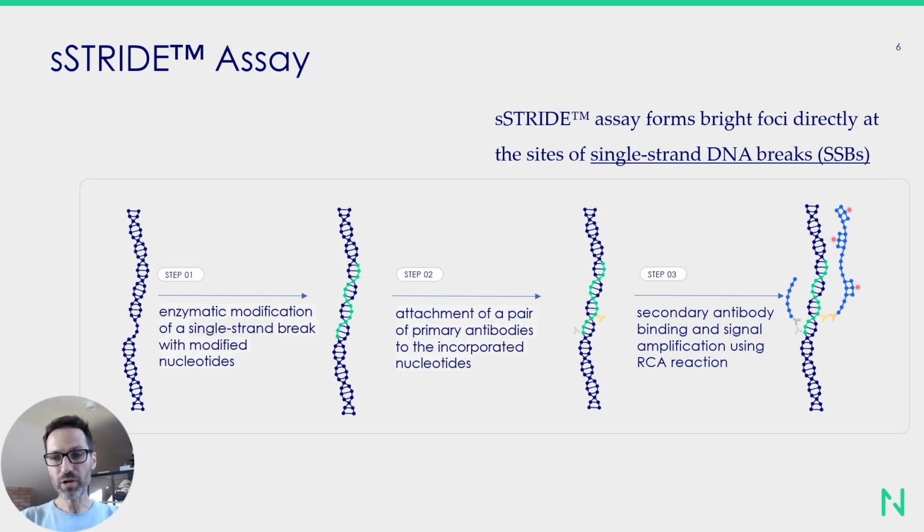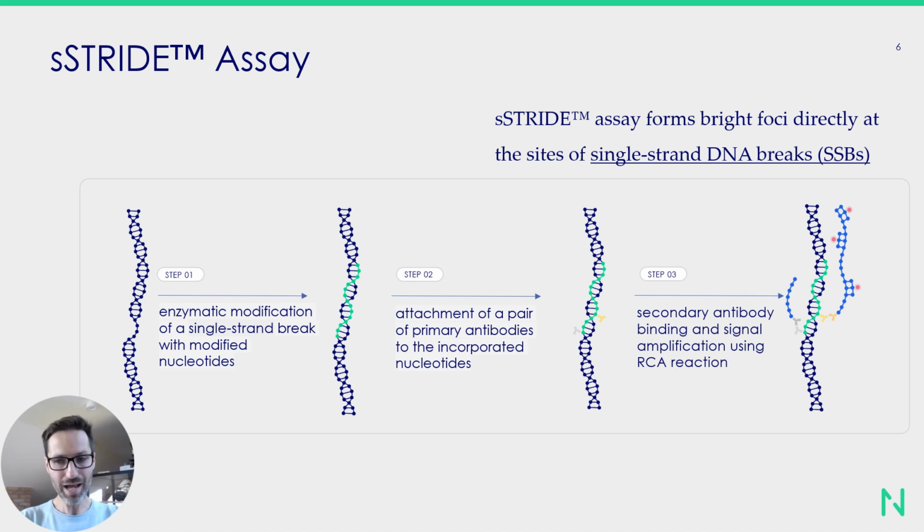In the case of sSTRIDE, which is a method for detection of SSBs, the steps are very similar, with the main difference in the initial enzymatic reaction, which is now carried out by polymerase I. sSTRIDE and dSTRIDE assays allow to detect DNA strand breaks, no matter whether they are under repair or where they are localized within the nucleus.